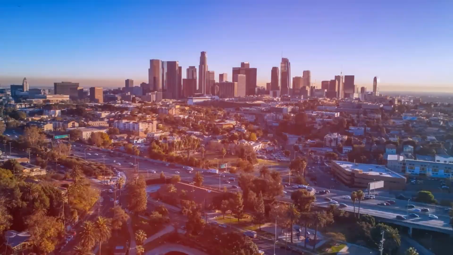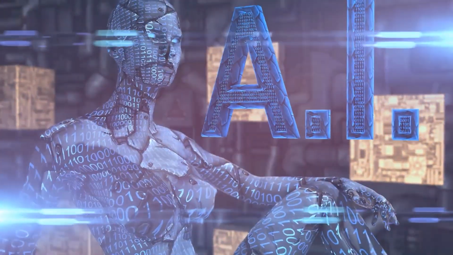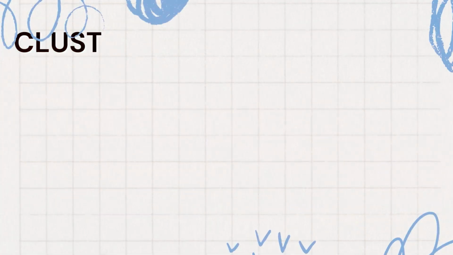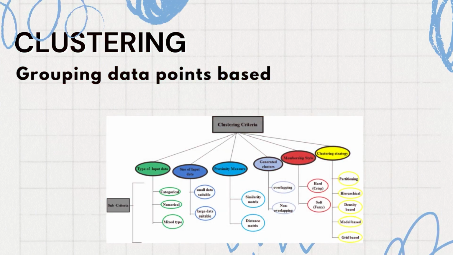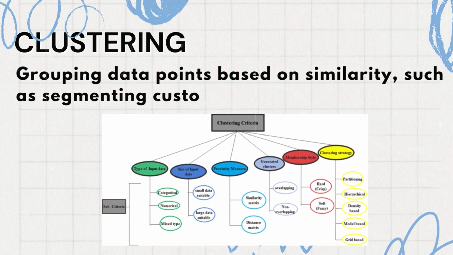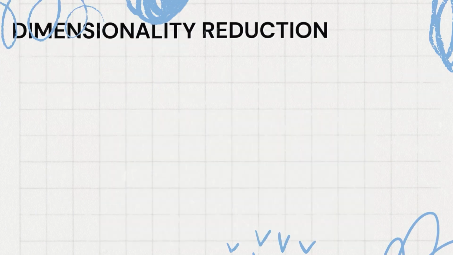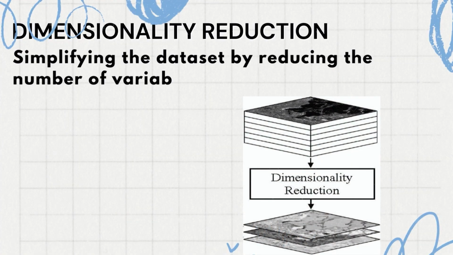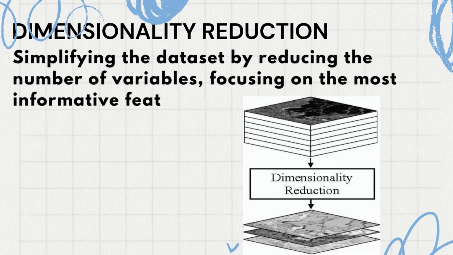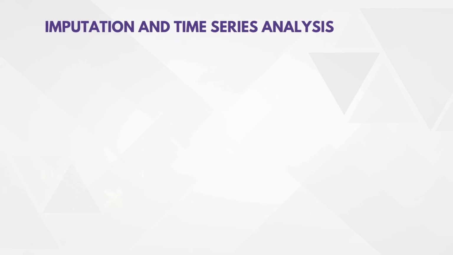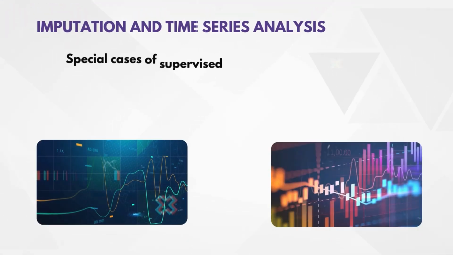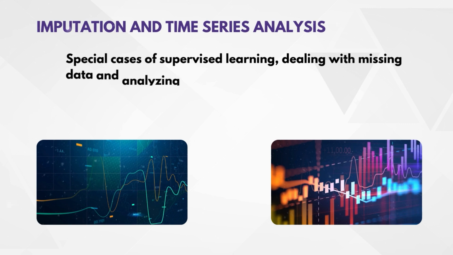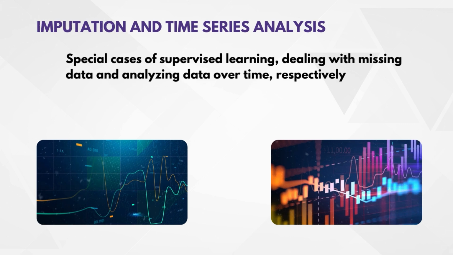The aim is to discover hidden patterns or structures within the data. Key tasks include clustering, grouping data points based on similarity, such as segmenting customers with alike behaviors. Dimensionality reduction, simplifying the dataset by reducing the number of variables, focusing on the most informative features. In addition to supervised and unsupervised learning, the lecture introduces imputation and time series analysis, special cases of supervised learning, dealing with missing data and analyzing data over time, respectively.